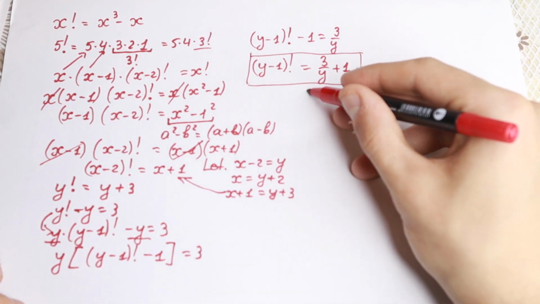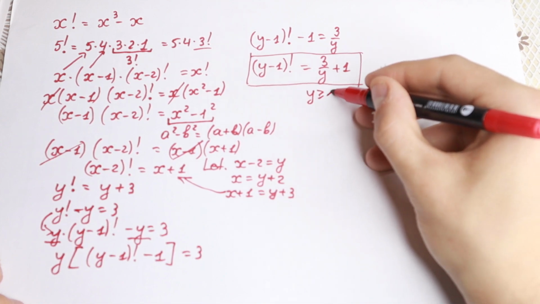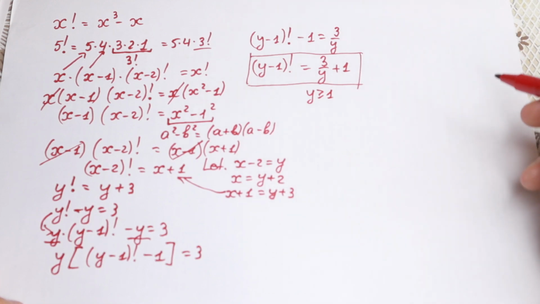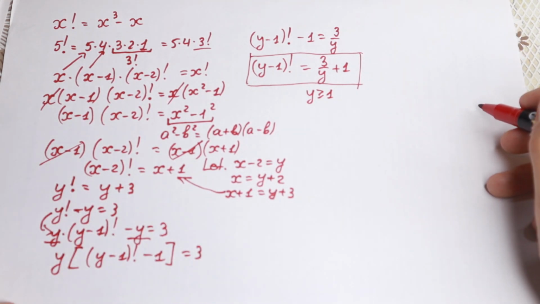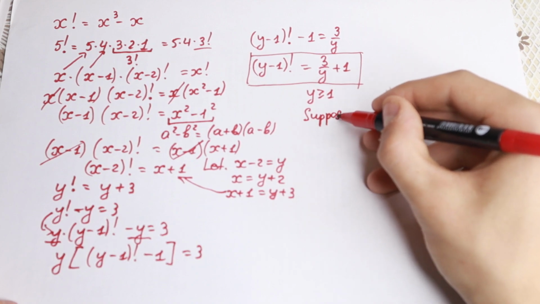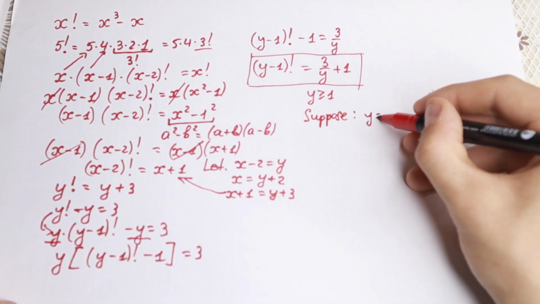Okay, I want to mention one really interesting moment, that right here we have y minus 1. So y needs to be greater or equal than 1. This is a really interesting and really important moment. So we need to check only when y is greater or equal than 1. So let's try to suppose it real quick. Let's suppose, for example, that y equal to 1.